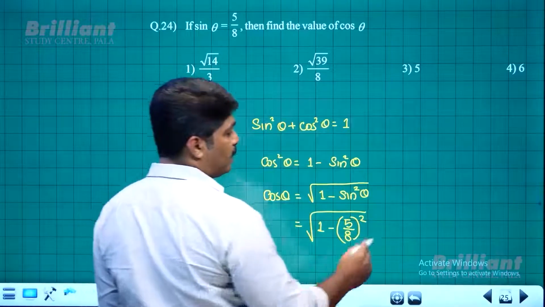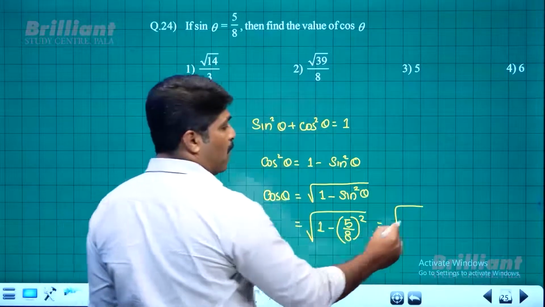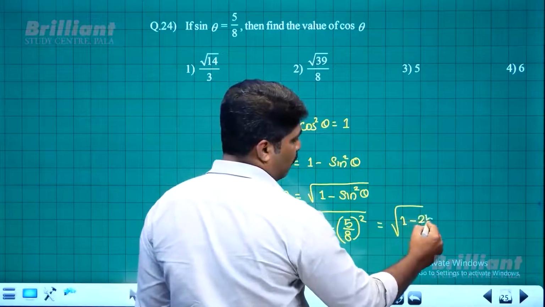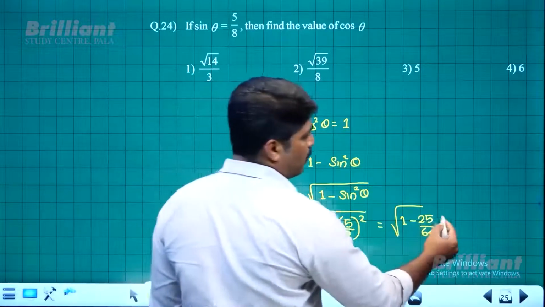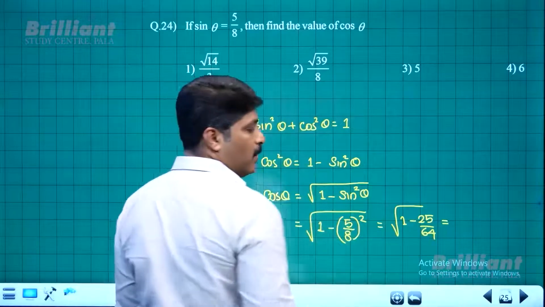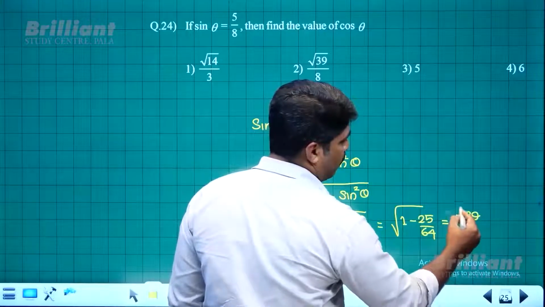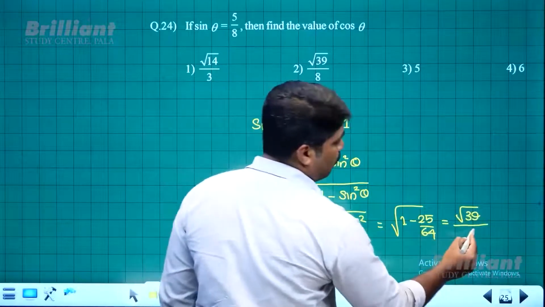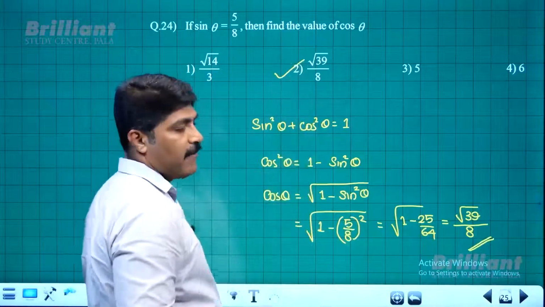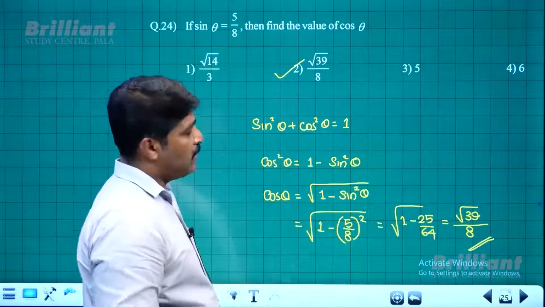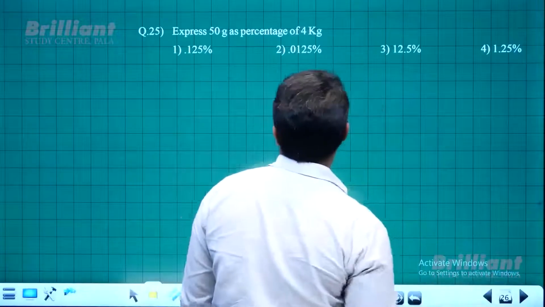So we are simplifying this one. This is equal to root of 1 minus 25 by 64. After simplifying, this is 64 minus 25, that will be equal to 39. Root 39 by, what is root 64? That's equal to 8. Hence the answer is root 39 divided by 8. So in this way we can easily find the answer by applying this identity. Then move to the final question.